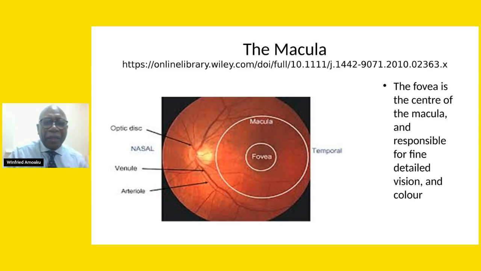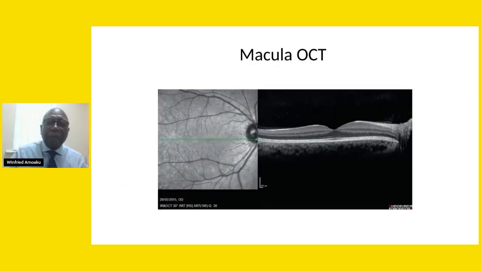So the macula is a large area, which is shown by the large white circle on this slide, but the center of it is the fovea. That's the smaller circle in the center, and it's the fovea actually that is responsible for your fine detail vision and color vision. But the larger area contributes significantly as well. So any condition that affects that central area or the larger area is important as far as we're concerned.